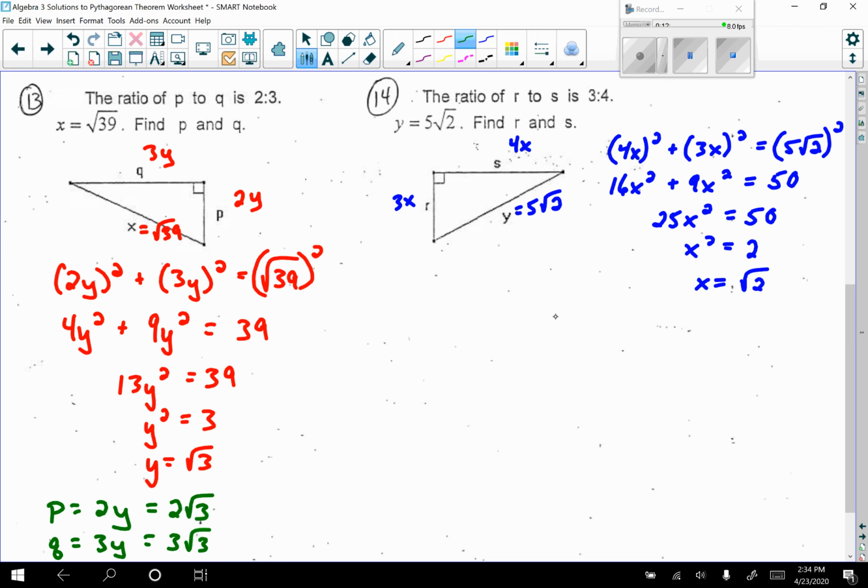So this now tells me that r, which is equal to 3x, is 3 radical 2, and s, which is equal to 4x, is 4 radical 2. So when you do the check for this, 3 radical 2 squared will actually give us 18, 9 times 2, and then 4 radical 2 squared will give us 32. So 18 plus 32 will give us 5 radical 2 squared, which is 50. So just going through the check using the actual Pythagorean theorem there.